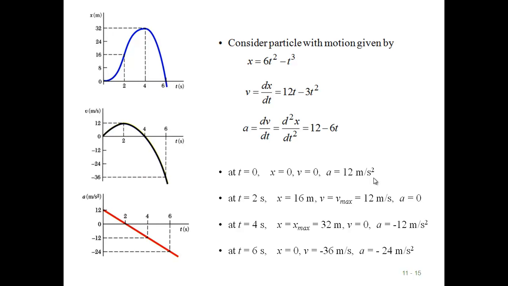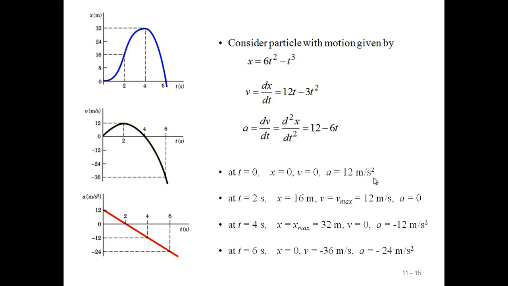From t is equal to 0 to t is equal to 2, you can see that position, velocity and acceleration all are positive. At t is equal to 0, x is equal to 0, v is equal to 0, acceleration is 12 meter per second square. At t is equal to 2 seconds, x is equal to 16 meter, v is equal to 12 meter per second, and acceleration is 0. All are positive. At time t is equal to 2 seconds, the acceleration is 0 and the velocity has reached its maximum, that is 12 meter per second. So take a note, when acceleration is 0, the velocity will reach its maximum.